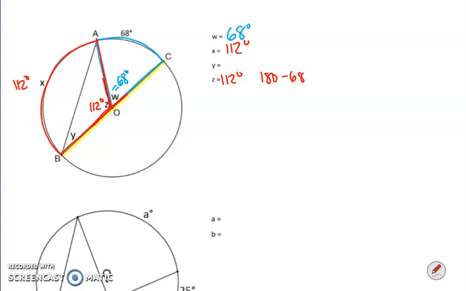There's your X. And to find Y, again, there are a couple ways to do this, but I want to emphasize inscribed angles. So let's take a look at that inscribed angle. Y is equal to half its arc. That goes to 68 degrees. Half of 68 is 34.